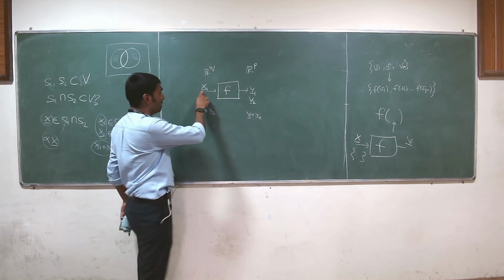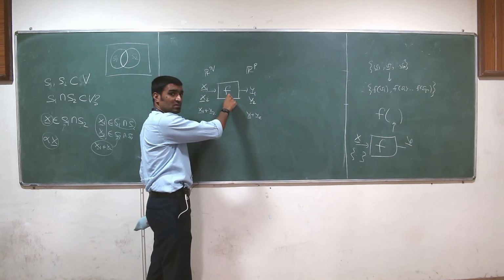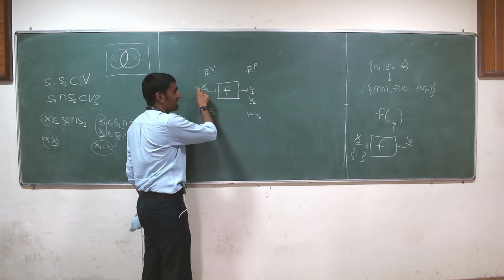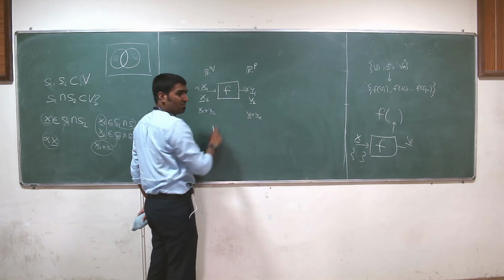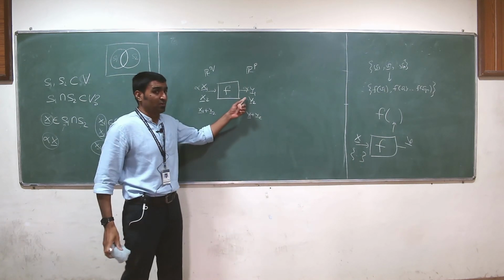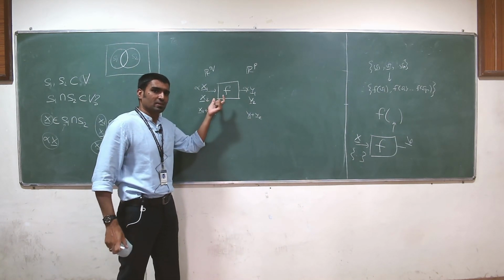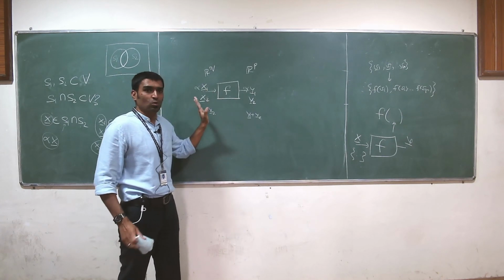Scaling is the same. If I know x1 produces y1 and it satisfies the scaling property, I know if I multiply this by alpha, what comes out will be correspondingly multiplied by alpha. Only if it satisfies the scaling property. If it does not satisfy, then I don't know.